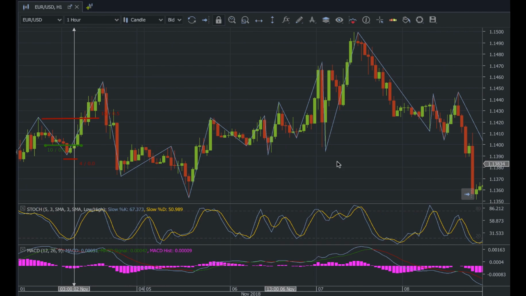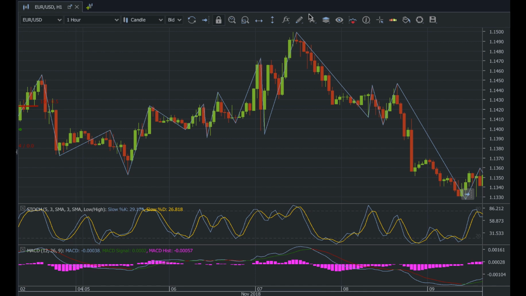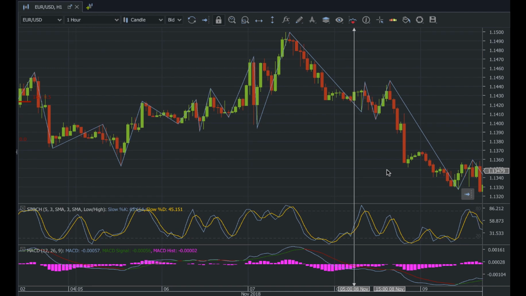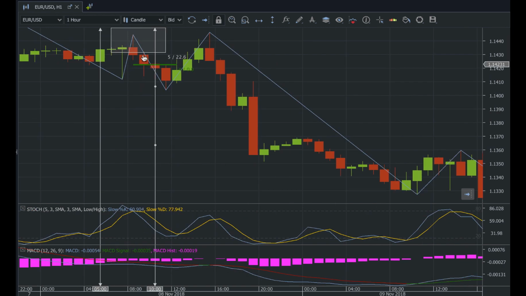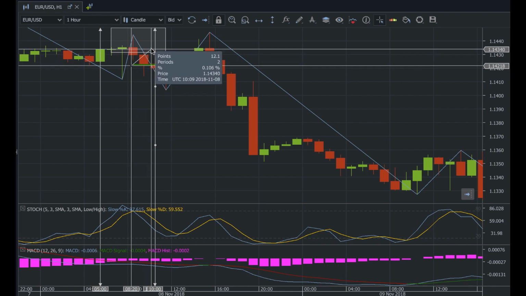MACD needs to be below 0. So it starts from here. Next, we need to find the place where the stochastic is overbought. It's here. Now, we need to find the stop loss. If we enter on the new candle, it's here. The stop loss goes above this candle that indicates the stochastic crossing over. If we calculate how many pips the stop loss is, it's only 12.